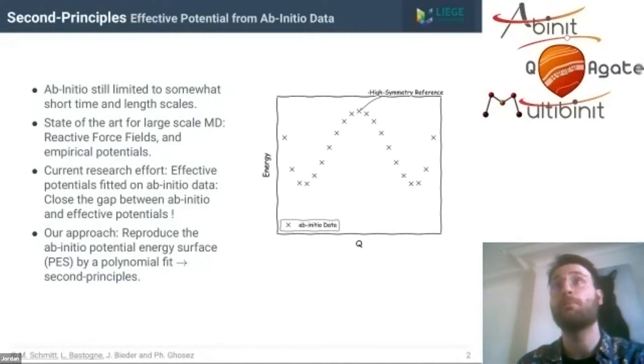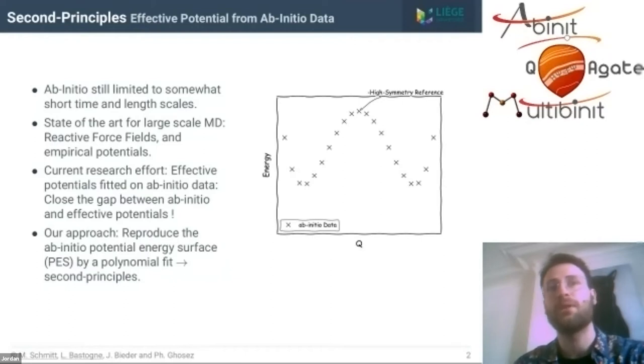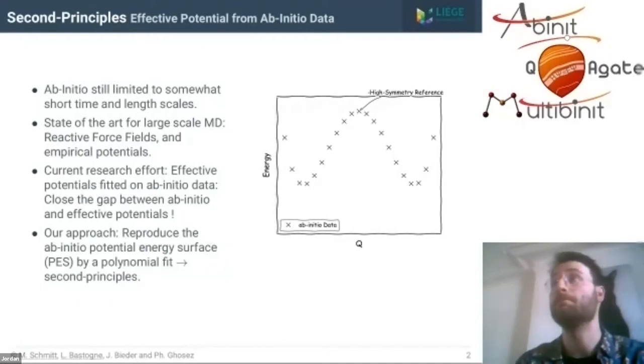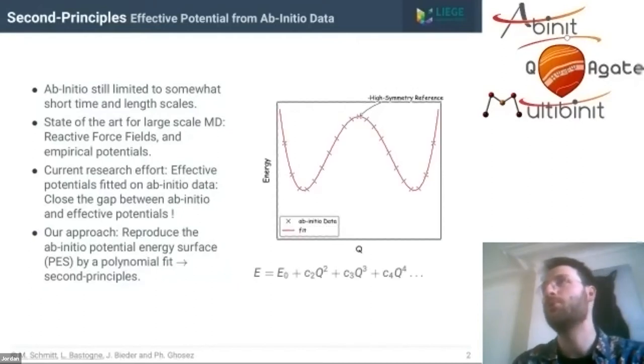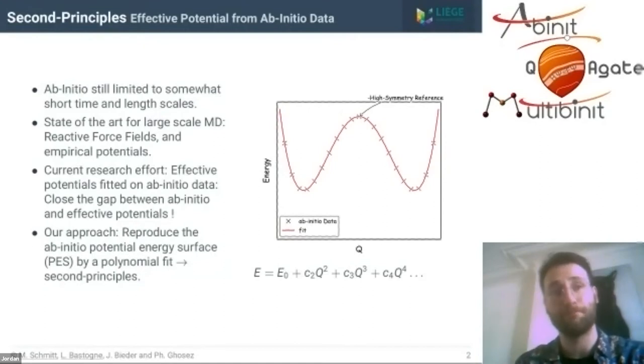And so our approach to the problem is to say, okay, we have some ab-initio data, which I try to represent here in these crosses, which represent the Born-Oppenheimer potential energy surface, that's just the output of an ab-initio calculation, in dependence of some perturbative factor Q. And we try to reproduce that by a polynomial fit. That's our take on it. And Q today will be a lattice distortion. So we integrate out all the electrons and only treat the lattice effectively.